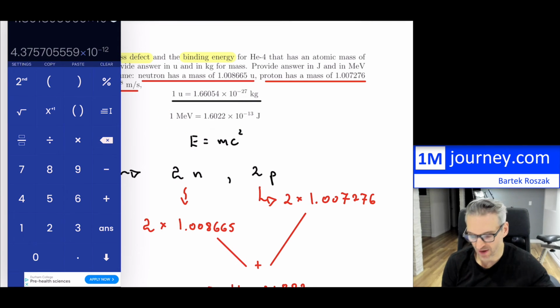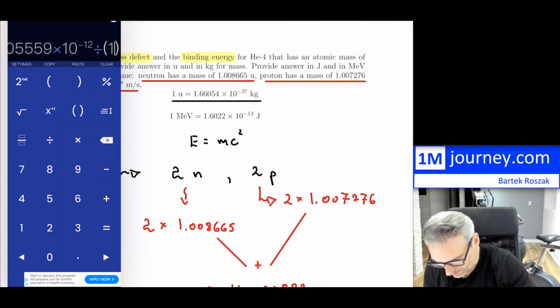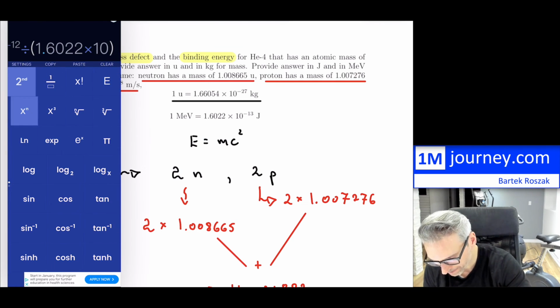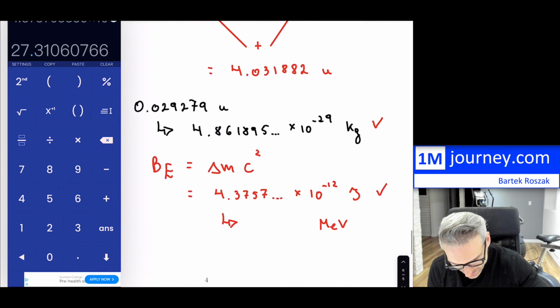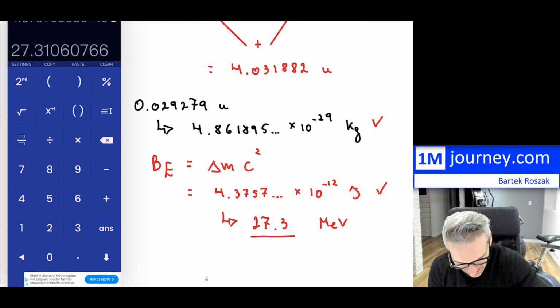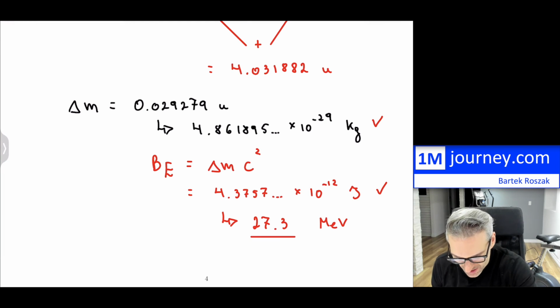So you're going to be dividing this through. So the answer divided by 1.6022 times 10 to the negative 13 equals, and that gives you 27.3. Now this one I will round to 3 sig figs. Okay, so there you have it. And that now provides you everything that they've asked for.